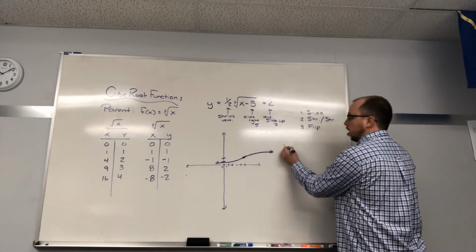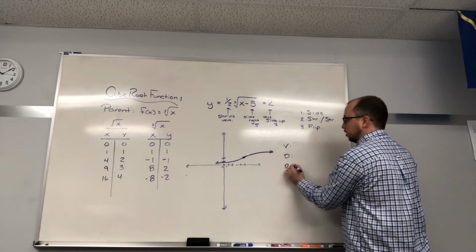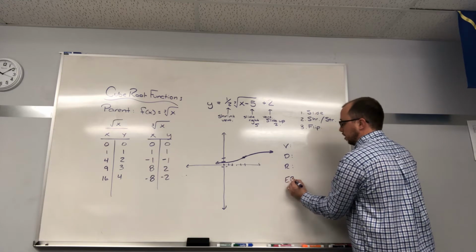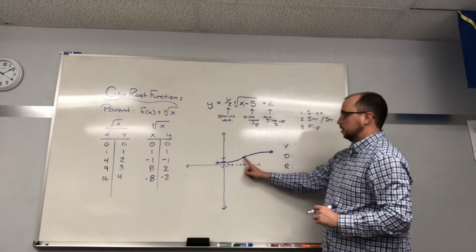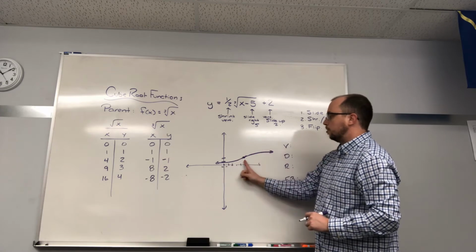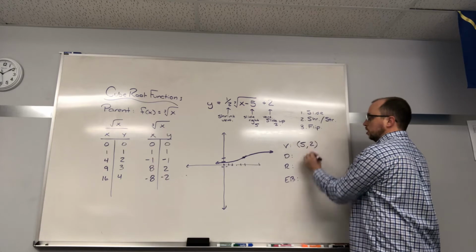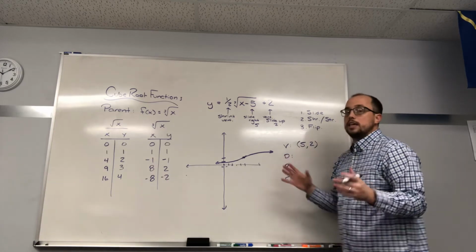I still need all of my key information: vertex, domain, range, and end behavior. Vertex is where the middle point is, in between the curve. I'm over at 5, 2. So 5, 2.